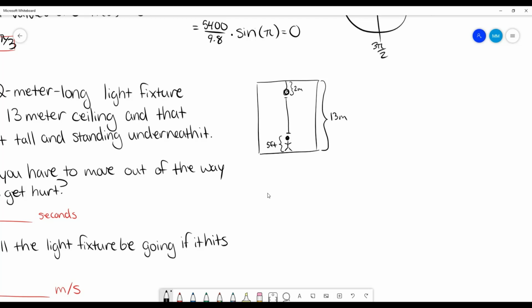So it makes it a little tricky for us, unfortunately, that we've got these different units. But let me go ahead and convert that. So 5 feet is the same as, what was it? It's the same as 1.524 meters. So we know that this distance right here is going to be whatever this 13 meters is, minus 2 minus 1.524, right? So we need to figure out how long it takes the light fixture to fall this distance.